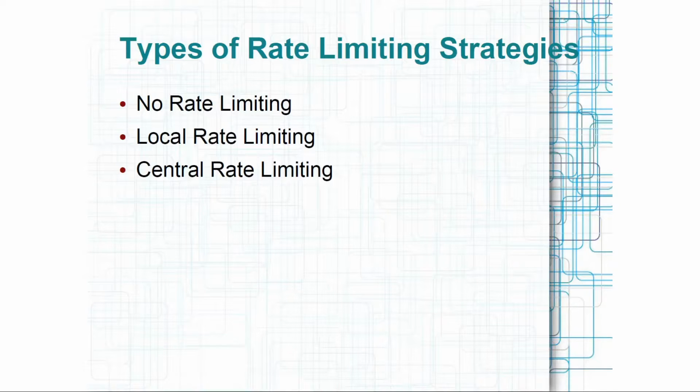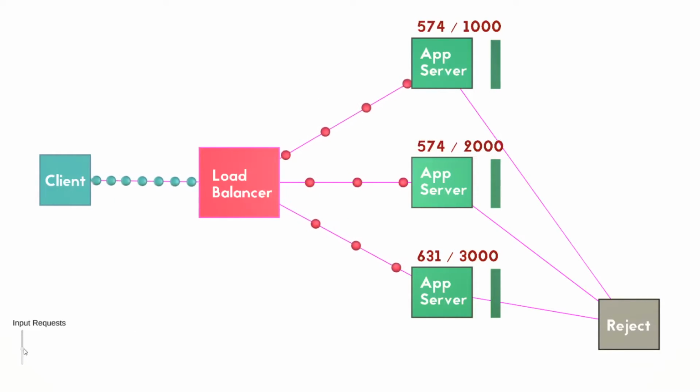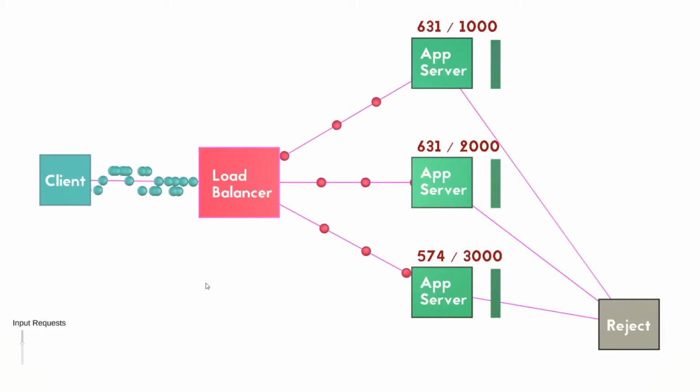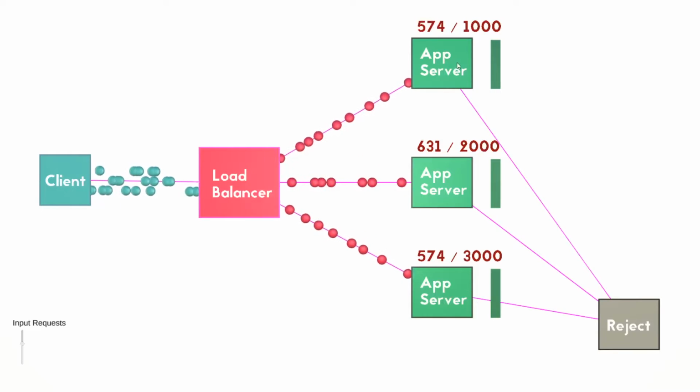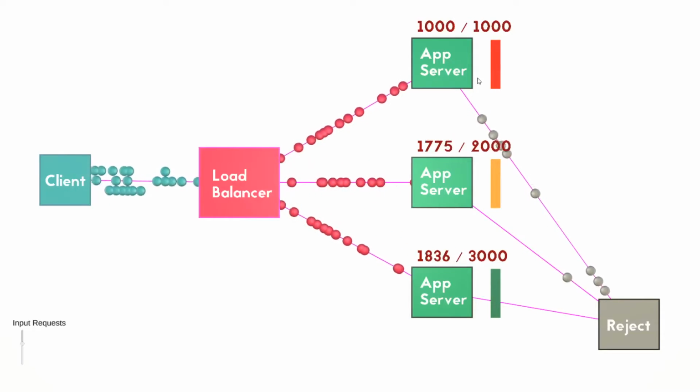Let us start with local rate limiting and see how that behaves in response to a large number of input requests. Here we have the same setup again, but this time every application server has its own rate limiter. So if the number of requests exceeds the maximum rate that server supports, it will just start rejecting those requests. I'm going to increase the number of requests, and this will overload the first server on the top. And now, as you see, it has started rejecting those requests.